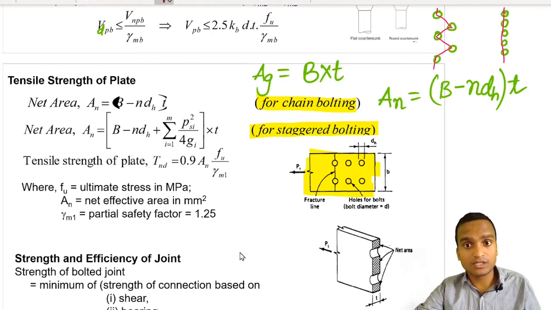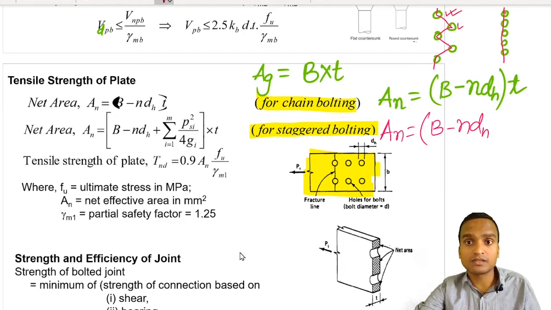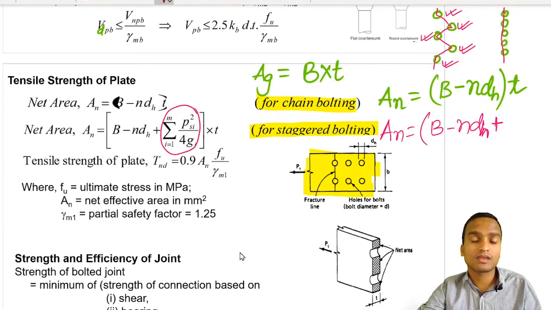So of course we write net area here as A_net = (B − n·d_h) if there are n number of holes. Here in this case there are 5 holes, so we have to put the value of n equal to 5, and diameter of hole is d_h, okay, so n·d_h. Plus, we have to add because there is a staggering, and we add this value, okay, and this is the summation of pitch square divided by 4g. How many times we have to do it? As the number of times of a staggering, i equal to 1 to m.